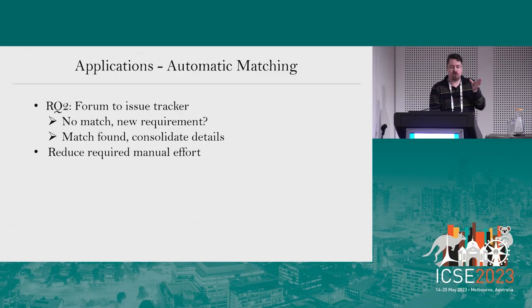If there is no match found, potentially this means it's a new requirement and you could automatically transfer it to the issue tracker for development attention. If there is a match found, maybe you don't need to transfer it, but maybe you can consolidate details between them. So we see these automated techniques as potentially being useful for these developers.